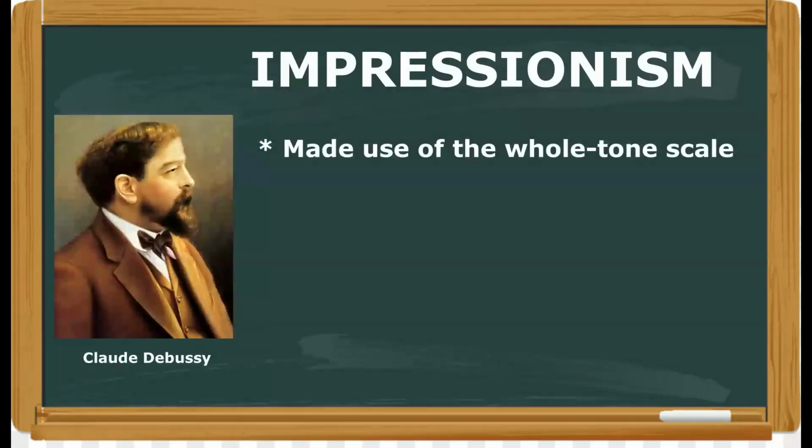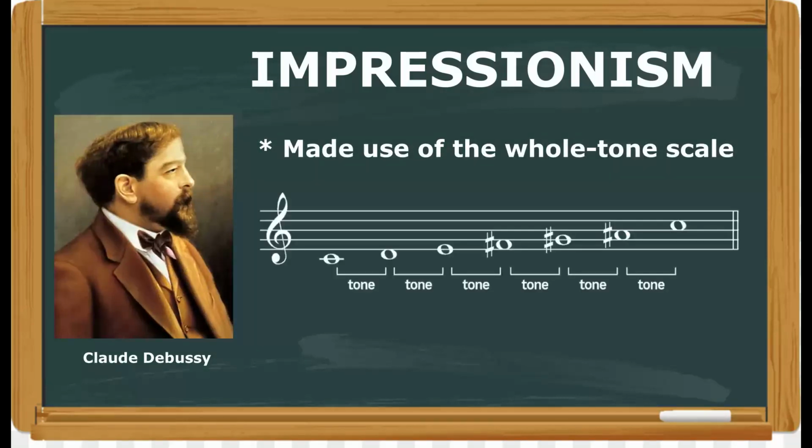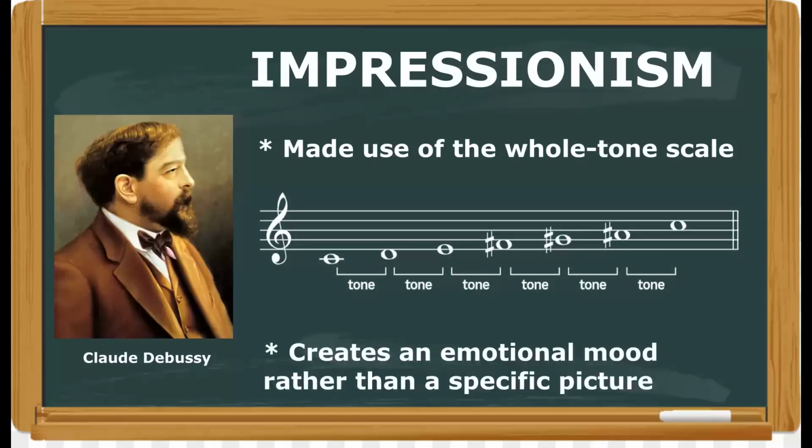Impressionism made use of the whole tone scale. A whole tone scale is a hexatonic scale, which means that it uses only 6 notes. It is meant to create an emotional mood rather than a specific picture.